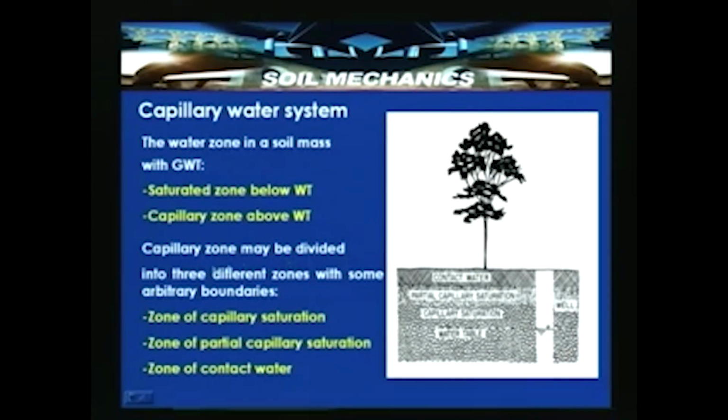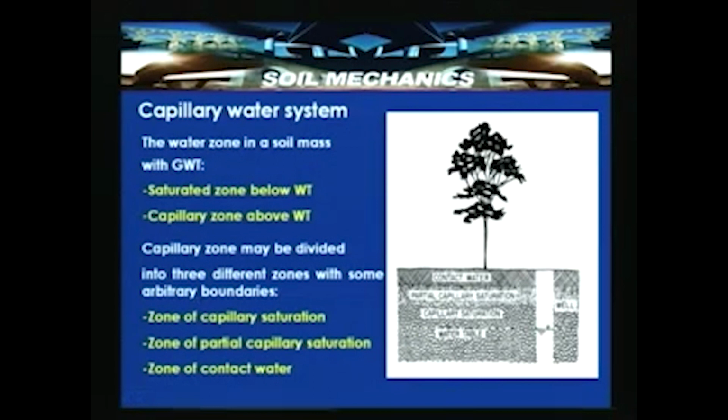The capillary zone may be divided into 3 different zones with some arbitrary boundaries. These boundaries are very arbitrary; they vary with time and climate. So, there is the zone of capillary saturation, where complete saturation is said to prevail even above the groundwater table, the zone of partial capillary saturation, and the zone of contact water. Okay. So, this capillary zone we have divided into 3 different zones: the zone of capillary saturation, the zone of partial capillary saturation, and the zone of contact water.